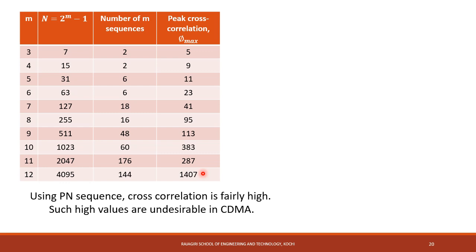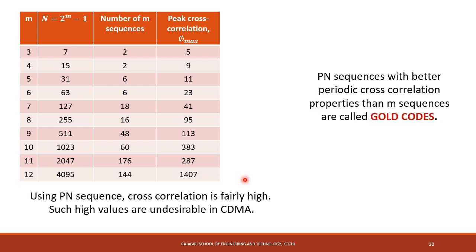So when you consider CDMA systems, that is code division multiple access systems, the different users are allocated codes which have little cross correlation. So such PN sequences, that is the ML sequences, are undesirable in such cases. So we go for PN sequences with much better cross correlation, and they are called Gold codes.